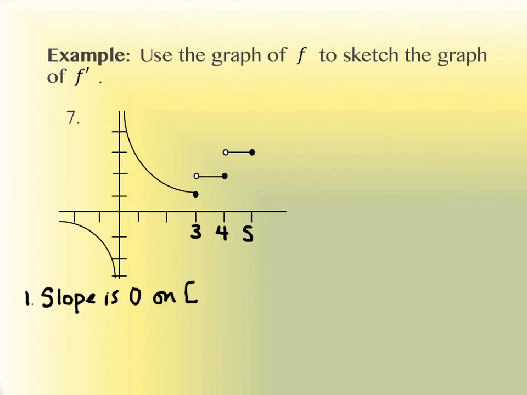And we probably should put in parentheses here the 3 to the 4. At the very least, the 3 doesn't count because there's an open hole there, and then the 4. And again, because there's a jump here at 4, we can't include the 4 either. And then also from 4 to 5. So there's going to be a slope of 0 from 3 to 4 and from 4 to 5. Those are the only ones that we can tell for sure are zeros.